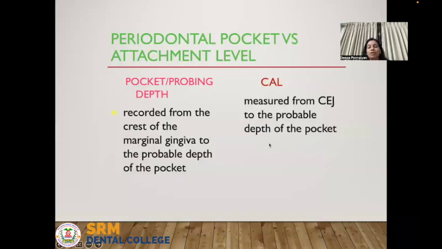This is a very common question many of the students ask: what is probing pocket depth versus clinical attachment level? Please remember, clinical attachment level is also measured, but it is from a fixed point. It is always taken from the CEJ to the probable depth of the pocket, that is, the base of the pocket. Whereas your pocket depth is recorded from the crest of the gingiva, the marginal gingiva, to the base of the pocket.